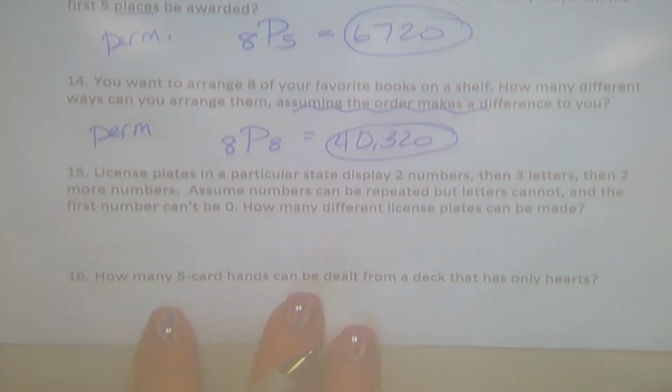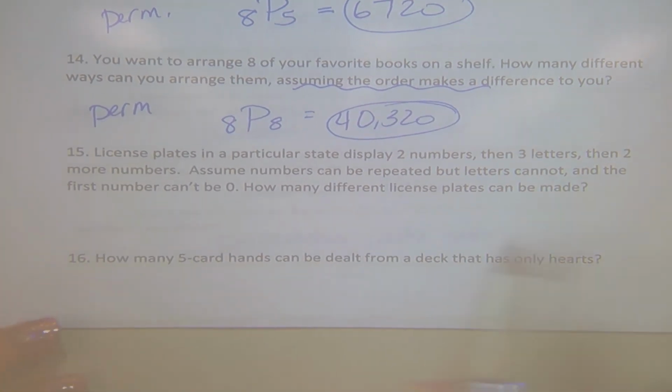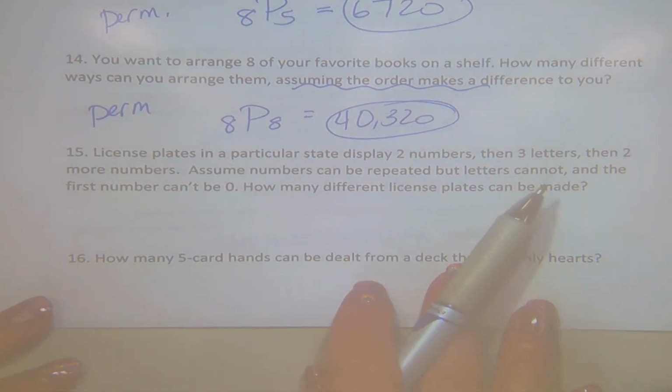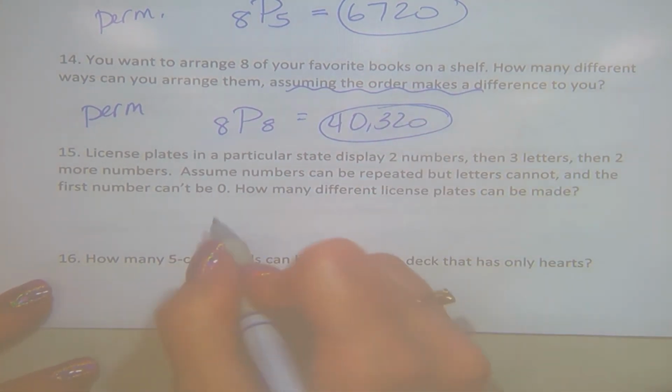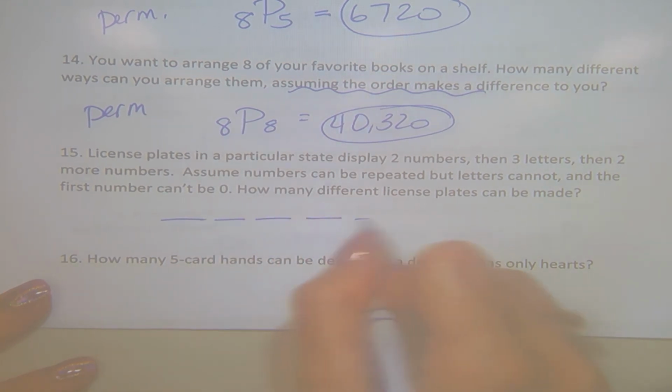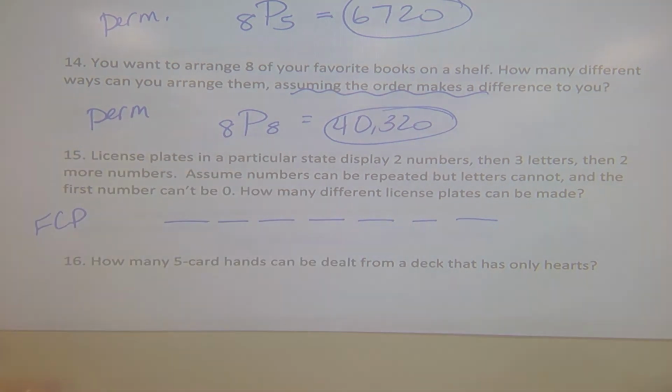Number 15, license plates. License plates in a particular state display 2 numbers, 3 letters, 2 more numbers. Assume numbers can be repeated, but letters cannot. The first number can't be 0. How many different license plates? Okay, so 2 numbers, 3 letters, 2 numbers. So that's 2, 5, 7 different blanks to fill. And I've got different sets of items to put in those blanks. And when I've got different sets, it's fundamental counting principle.